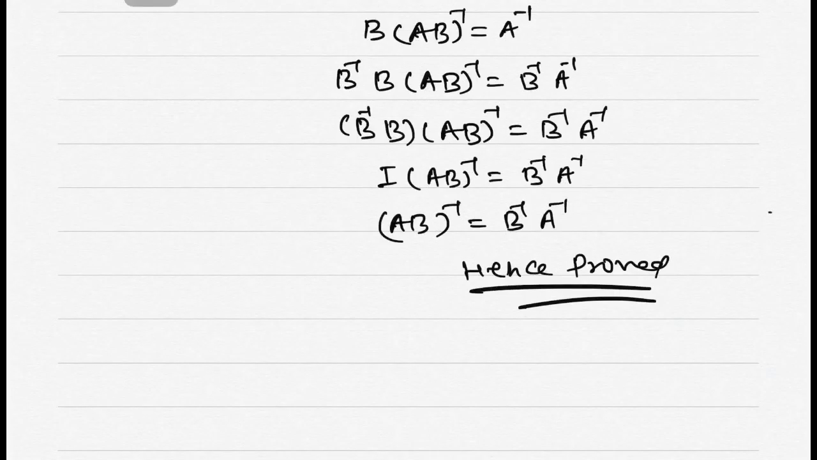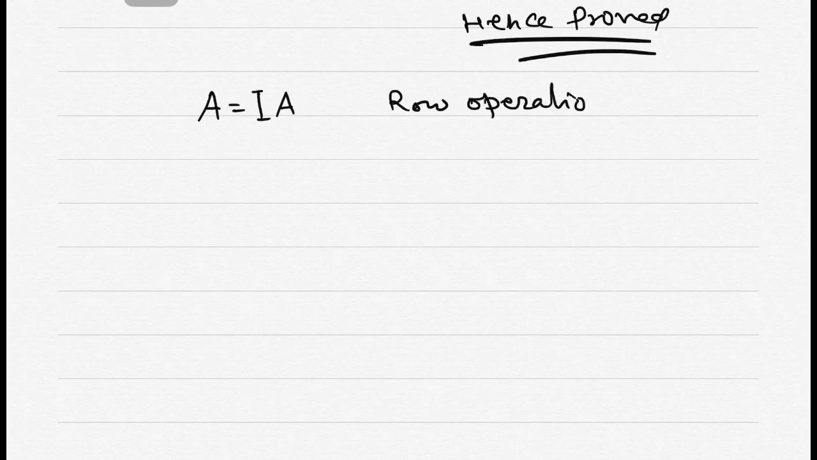Now let us find inverses of some matrices using elementary operations. Suppose you want to find the inverse of matrix A. You can write A equal to I A when using row operations. And for using column operations, you can write A equal to A I, where I is the identity matrix of the same order.